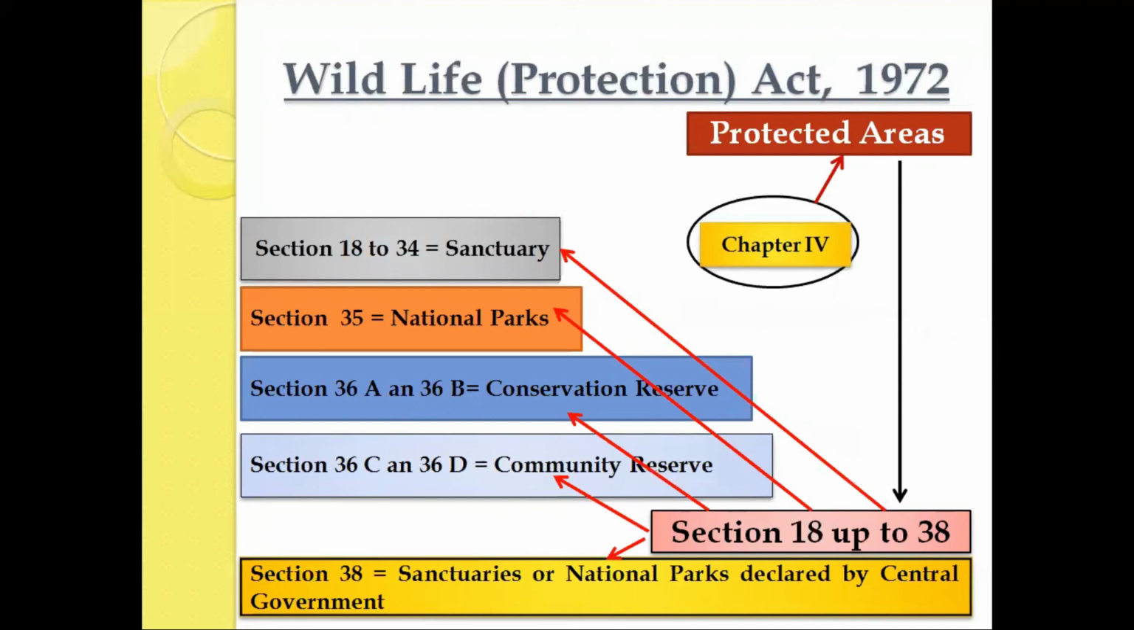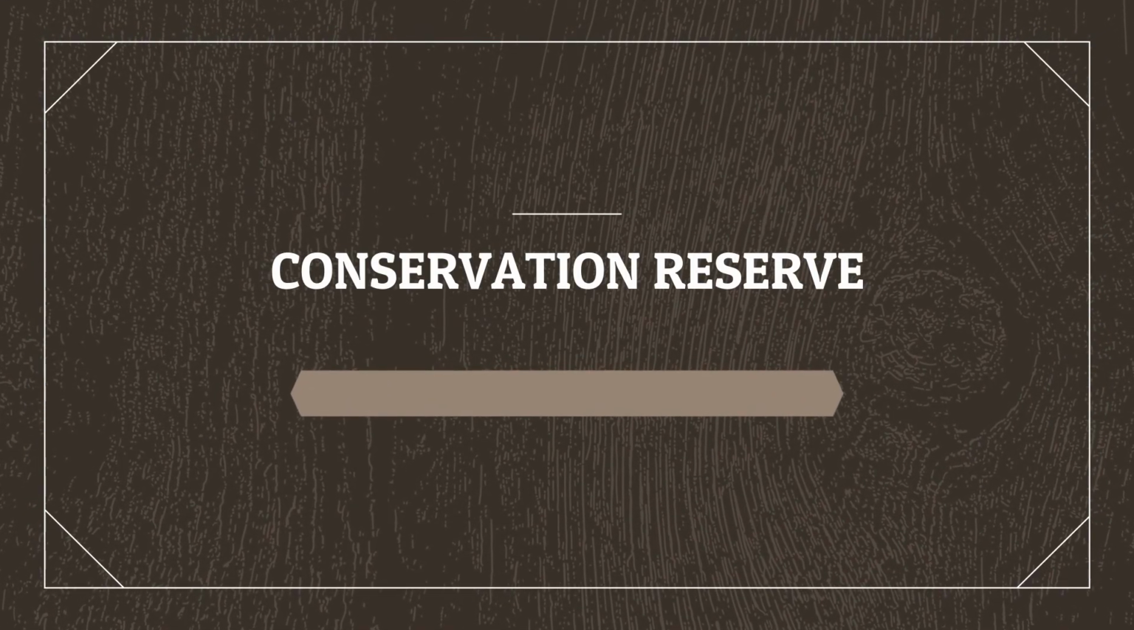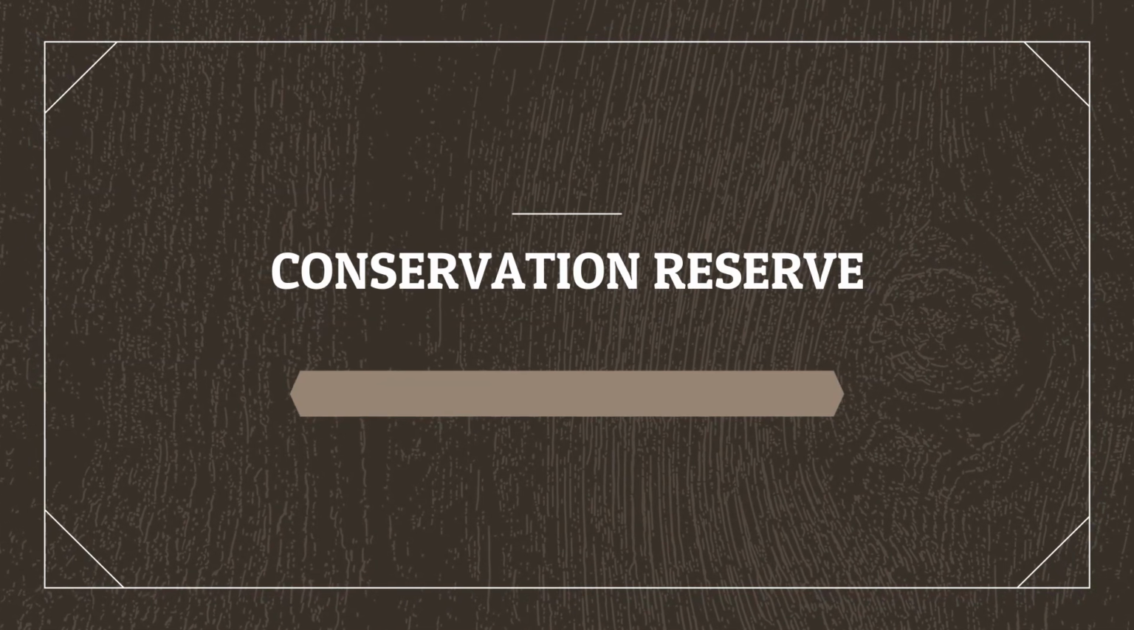Section 36A and 36B talk about the conservation reserve. Section 36C and Section 36D talk about the community reserve, whereas Section 38 of the protected area talks about the sanctuaries or national parks which are declared by the central government. So with this, we'll come to the last part, which is what do you mean by a conservation reserve?